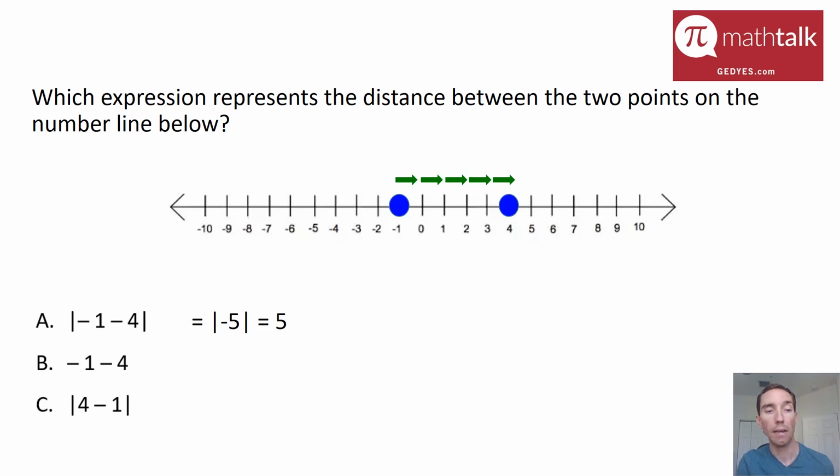Negative 1 minus 4 is negative 5, and so distance can't be negative, so that's out. And the absolute value of 4 minus 1 is the absolute value of 3, which is 3. And that's not far enough. So like we had guessed, the answer is still A, which is absolute value of negative 1 minus 4. And that's really the trick to find the distance between 2 points on a number line. You just take the absolute value of the difference between the two numbers. And there you go. So let's keep going with some other examples.